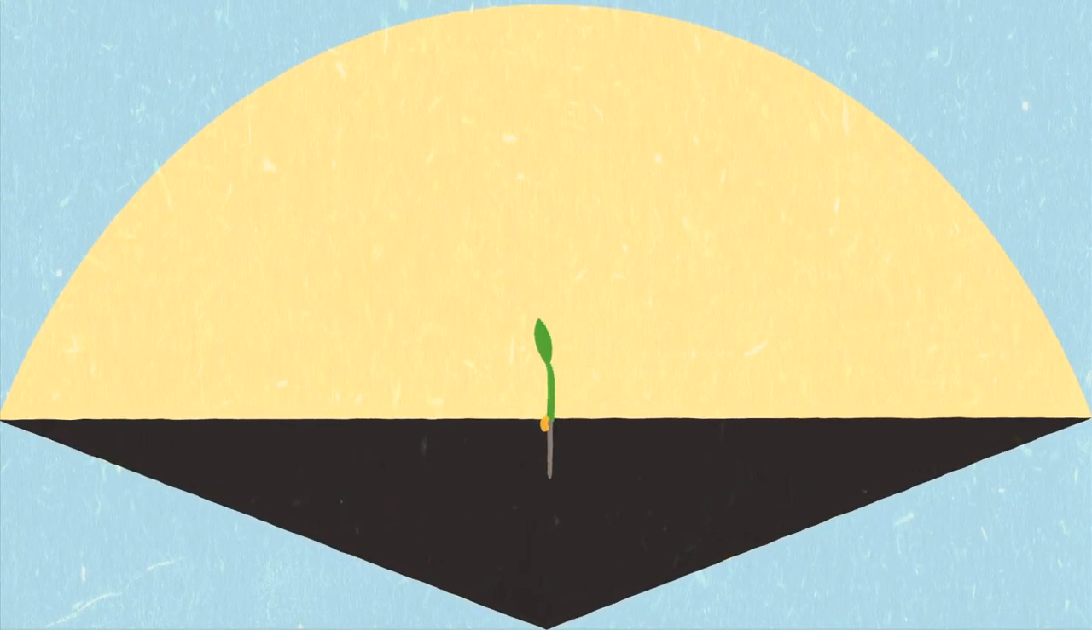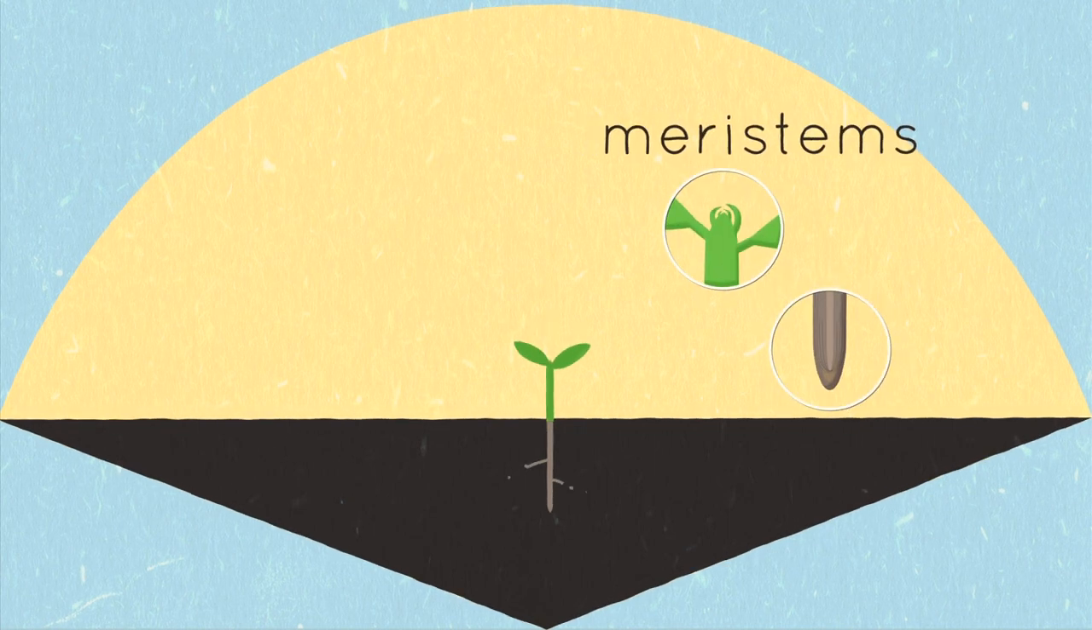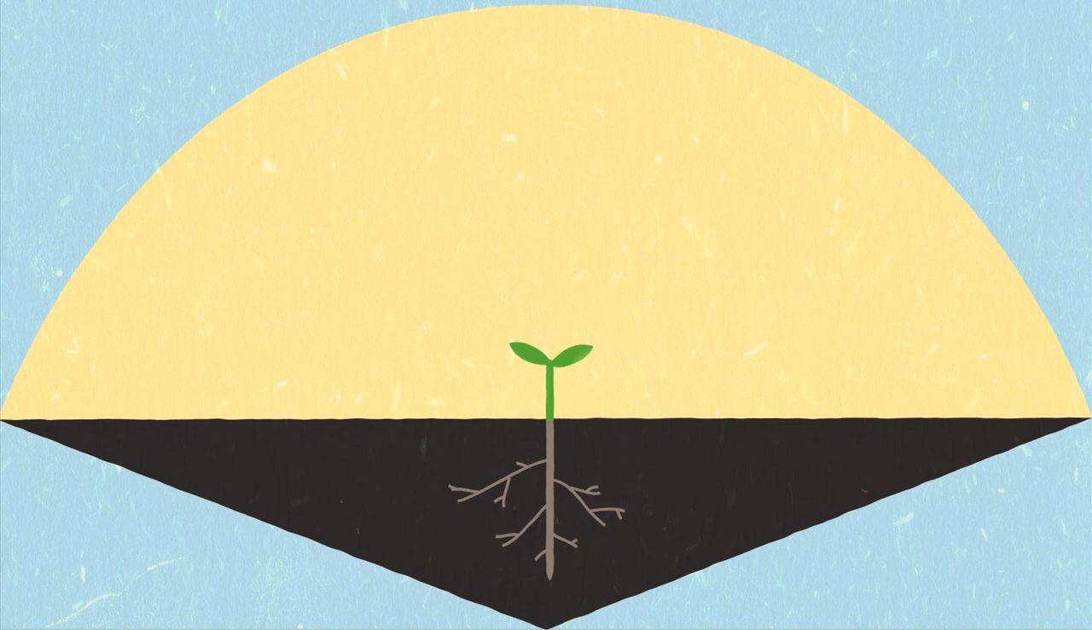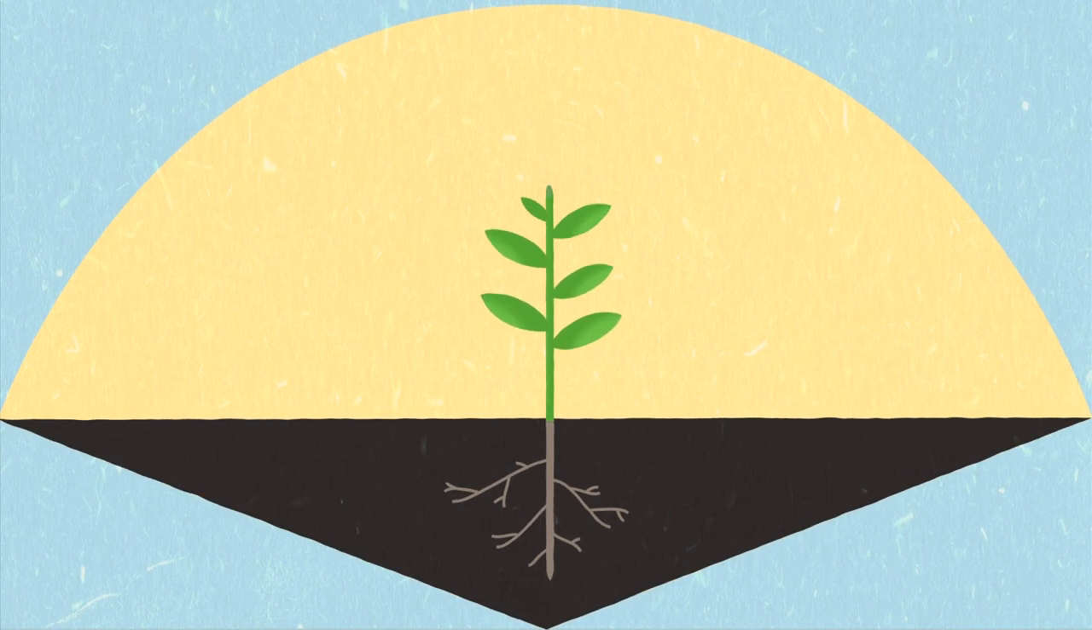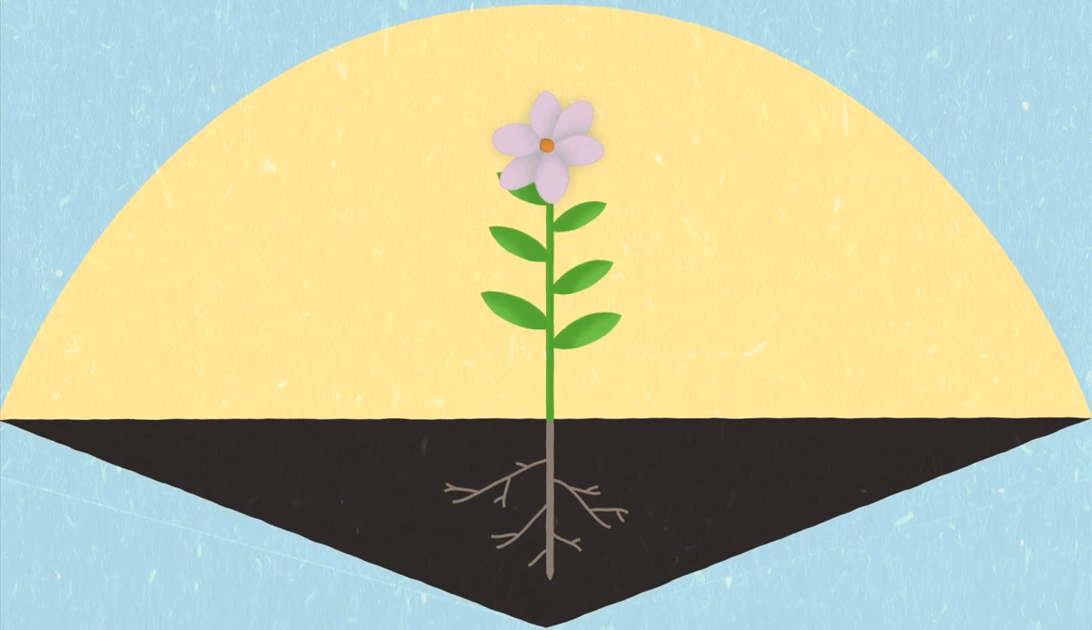A plant grows by adding parts. Special growth zones called meristems arise in the embryo within the seed. After the seed germinates, these meristems are where the roots and shoots elongate. The meristems are also where new structures, like leaves and later flowers, are added.